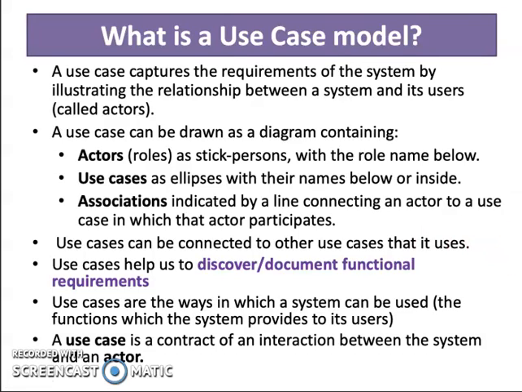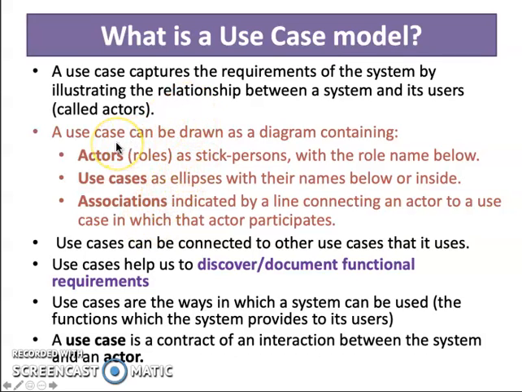A use case captures the functional requirements of a system by illustrating the relationship between a system and its users. A user is referred to as an actor, which is related to a role filled by a user, not a specific user by name. For example, an actor could be an administrator or a secretary. By definition, an actor engages with the system to achieve a goal. So when we're looking at the use case diagram, we're going to talk about actors, we're going to talk about the system, we're going to talk about use cases and how the use cases are structured within that system, and then we're going to look at associations and how the actor engages with the system via these associations.